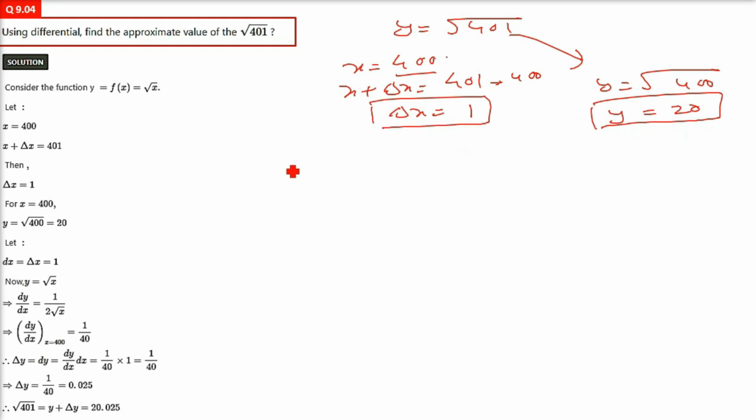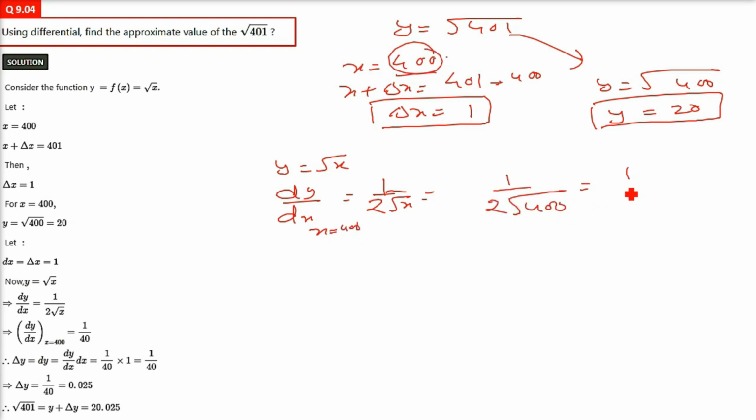Now let us come to our function. Y is under root x. So dy by dx is going to be 1 by twice under root x. So dy by dx at x equals 400, which you have assumed, is 1 by twice under root 400. Under root 400 is 20. So 1 by 2 into 20, so 1 by 40 it will be. So delta y will be equal to dy by dx into delta x.